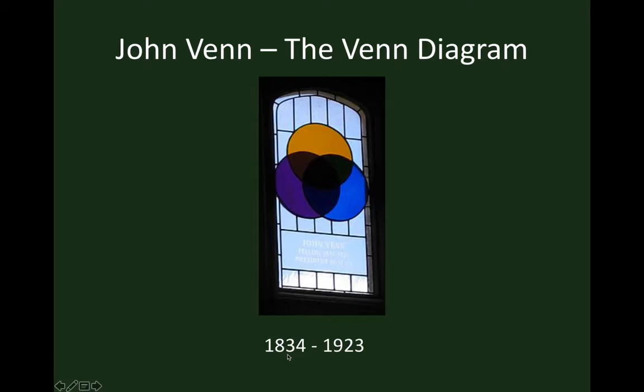Anyway, John Venn lived during the late 19th century, early 20th century. So he lived right about the same time as Georg Cantor. Set theory was just really becoming a discipline. Lots of controversy around it.